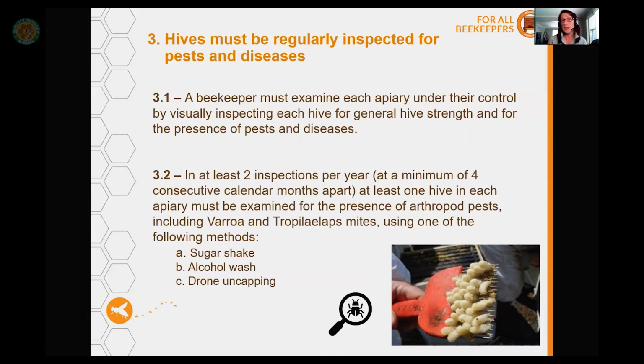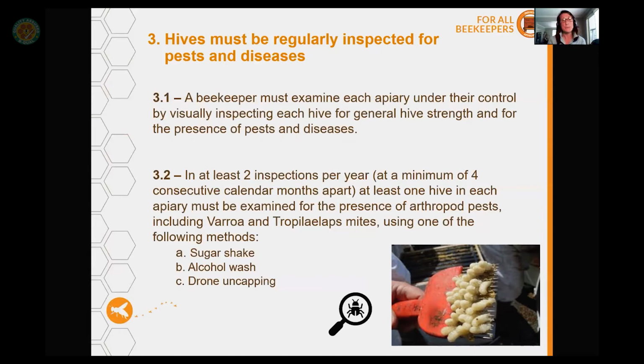The code also has a requirement that at least one hive in every apiary is examined at least twice per year for evidence of exotic mites, and on mainland Australia, the Varroa fly. Now, this test must be done using one of the following methods: drone uncapping, sugar shake, or alcohol wash.